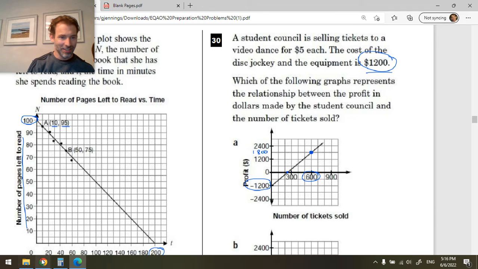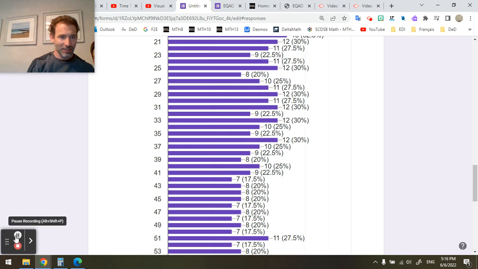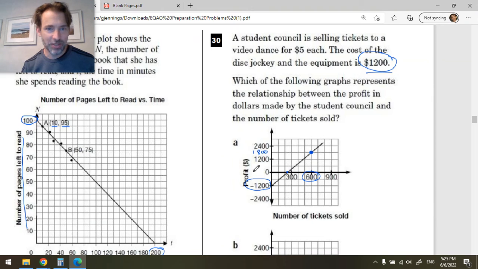Well, let me pause. Thank you for your patience, everyone. So let's keep talking about this one. This is the point where they have sold 600 tickets and they have profited net $1,800. Okay. So let's see if that checks out.